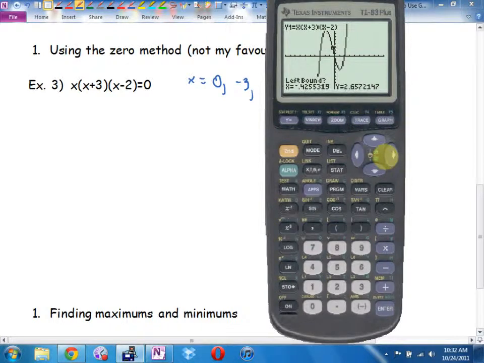I'm going to move the cursor until I'm just to the right of this middle root. How about there? Enter. It's saying, I'm going to look for a root in this area. Yep, enter. And there's how I can get the 0 as a root. Find the third one on your own. See if you can get the 2.